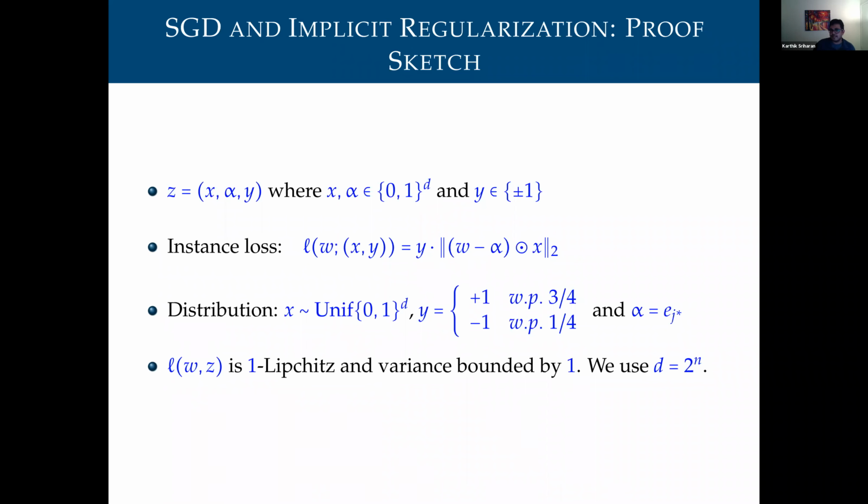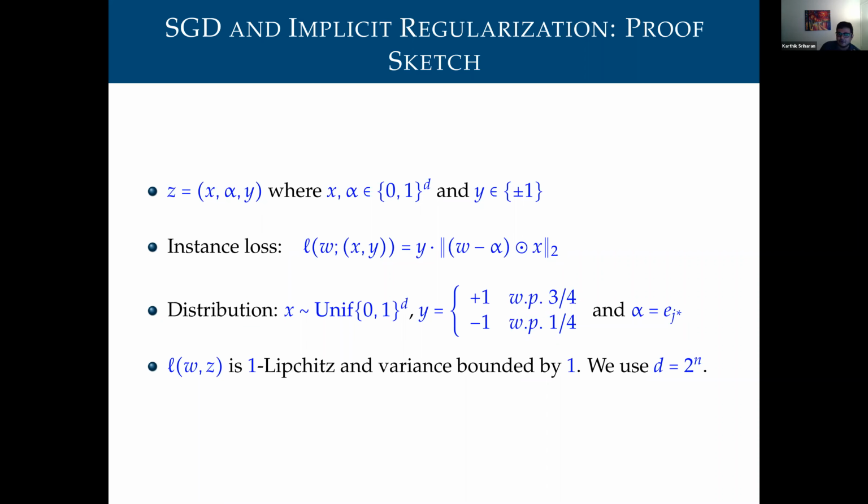Now the instance space script Z consists of three things. One is a vector X and a vector alpha, which are both in {0,1}^d, and a label Y, which is either +1 or -1. And the instantaneous loss that we consider is the following. It's Y times the norm of (W minus alpha), that is our weight vector minus this alpha parameter, Hadamard product with X. So in a sense, each coordinate of X will either switch on or switch off W minus alpha on that coordinate. And we're going to look at this L2 norm.